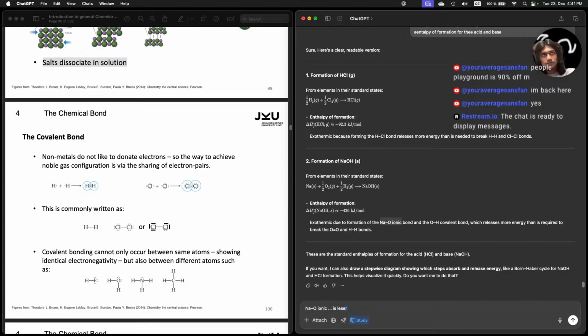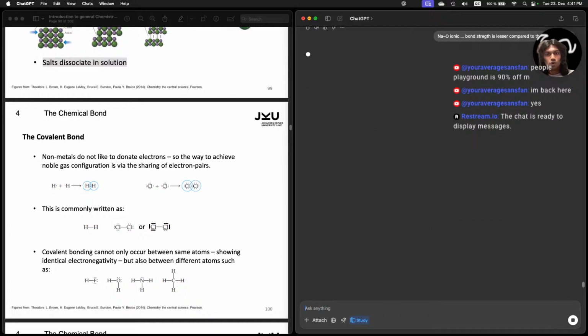Is lesser. The strength is lesser compared to the NaCl bond, I guess. Yes, that should be the answer. If the universe is right, this should be the answer.